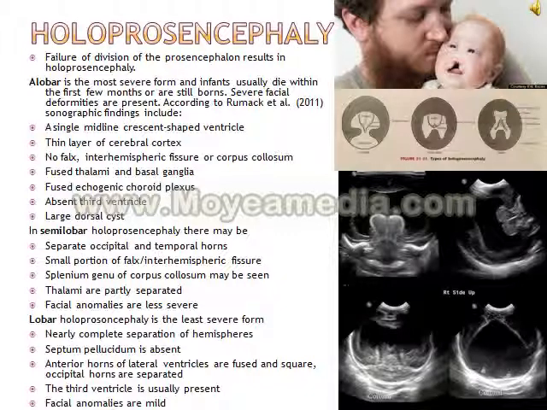Lobar holoprosencephaly is the least severe form. We have nearly complete separation of the hemispheres. The septum pellucidum is still absent. Anterior horns of the lateral ventricles are fused and square. The occipital horns are separated. The third ventricle is usually present. Facial anomalies are mild.